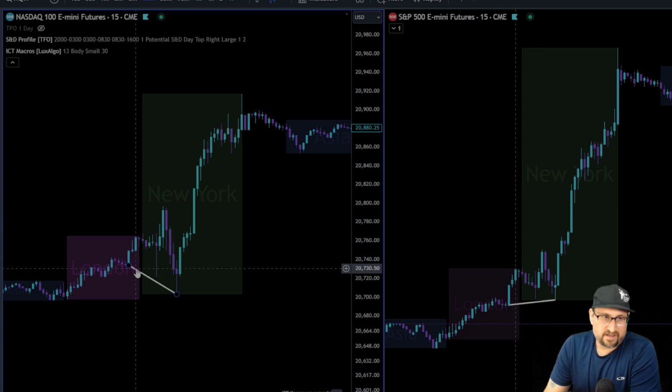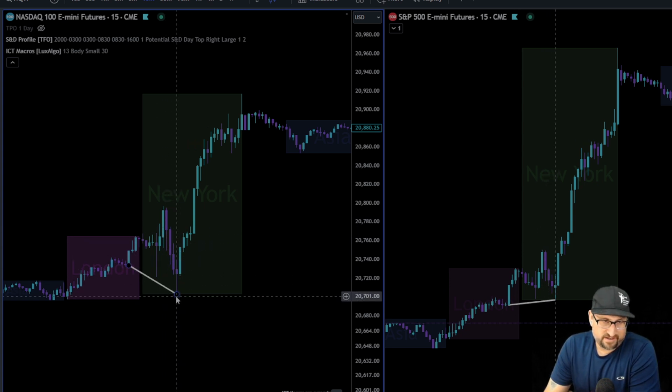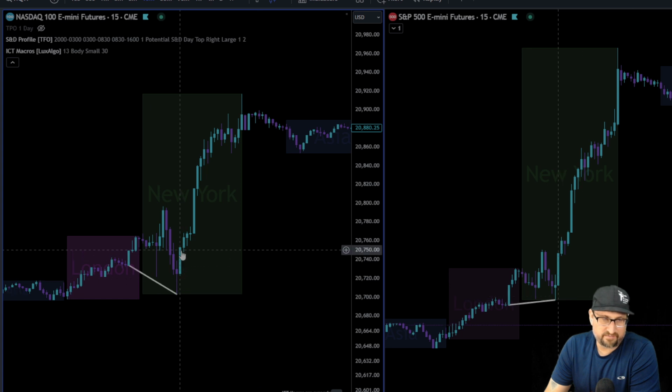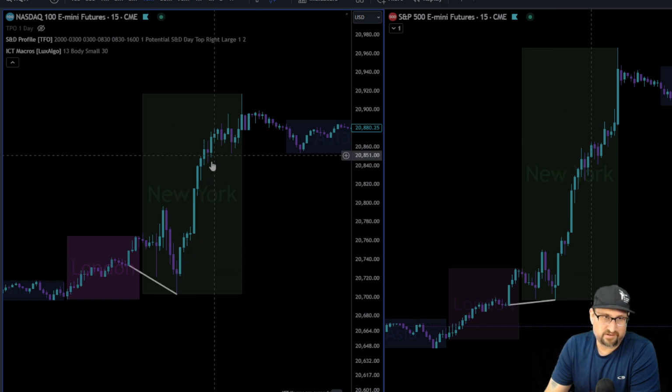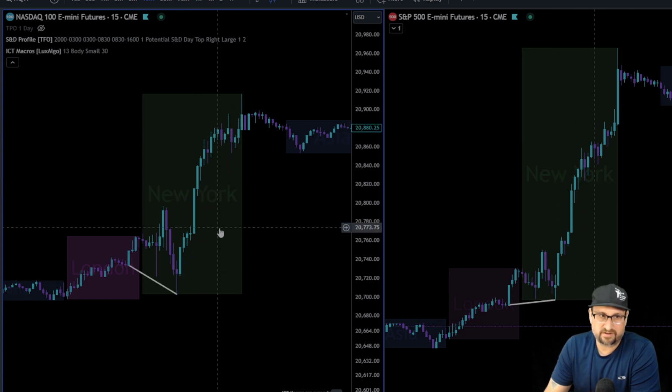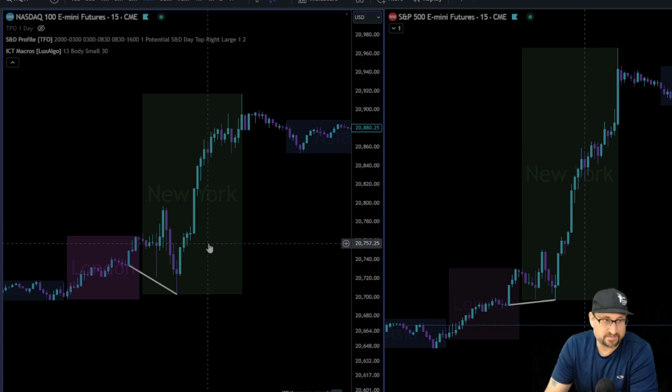But as you can see right here, this was a lower low while ES made a higher low, and then we started moving up. So this was a great opportunity for a long. Now, this one worked out very well. They don't always work like that, but that is something I look for.